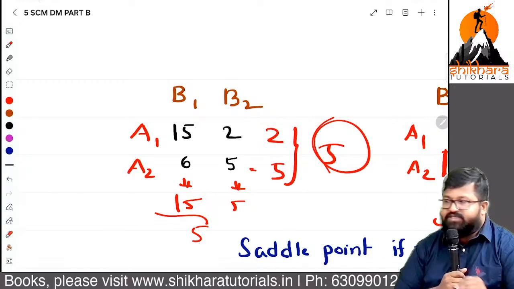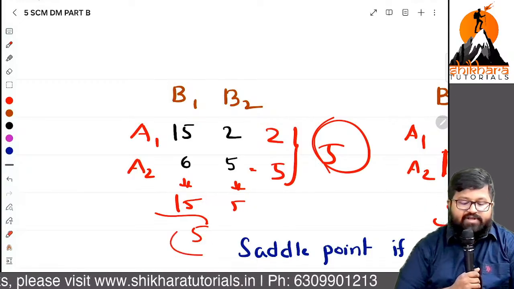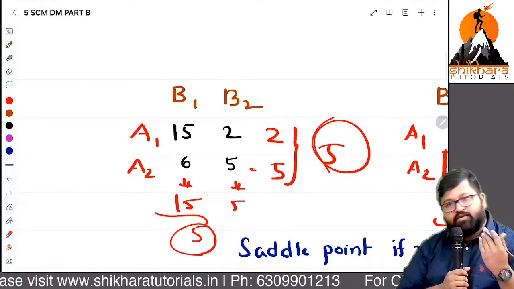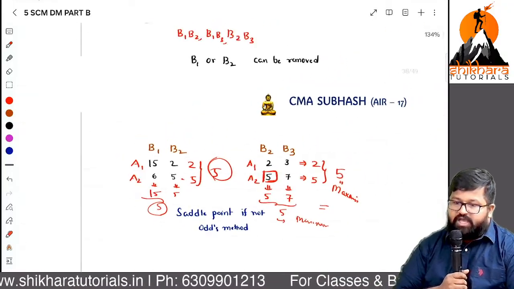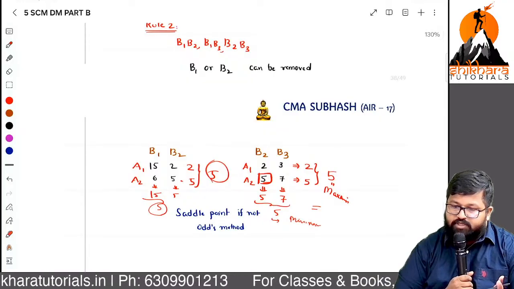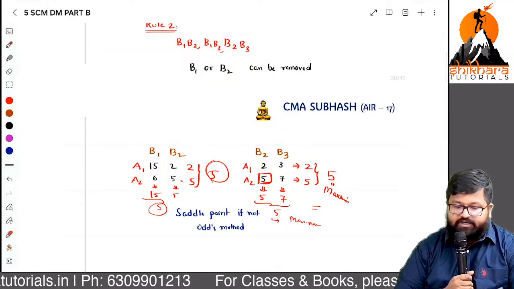What is this value known as, sir? Maximin. And what is this value known as, sir? Minimax. Equal, but there is a saddle point. Need not go with the odds method. Am I clear, my dear buddies? If I am clear with this aspect.